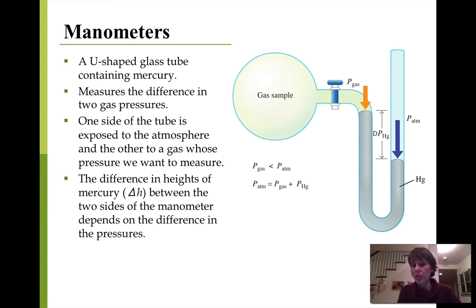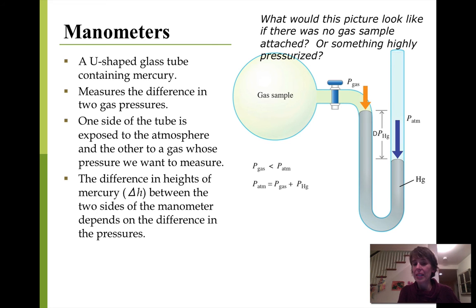Now you can imagine if you just had an open U and you poured some mercury into it, you would have that mercury filling both sides of the U, and the levels would be even if they were both open to the atmosphere. Instead of having both ends of the U open to the atmosphere, one end is connected to a gas sample. And so this is a way that we can measure the pressure of the gas sample by comparing how much it's pushing on that mercury compared to the atmosphere.